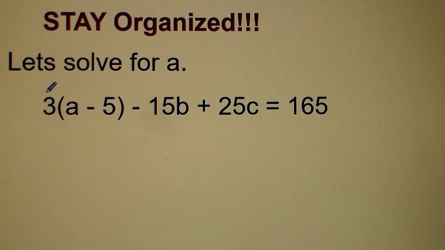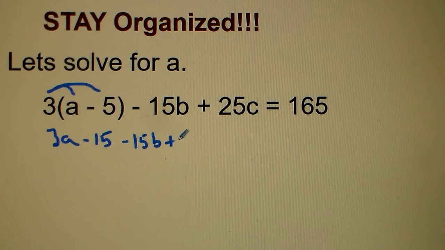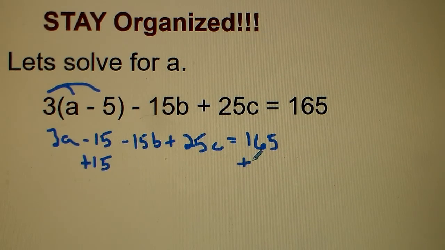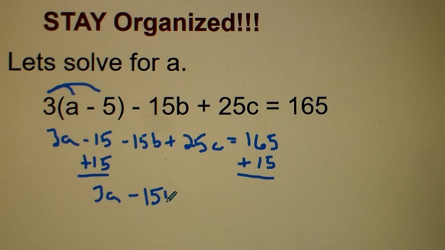Let's do another one. So 3 times a gets you 3a. 3 times negative 5 gets you negative 15. Then minus 15b plus 25c equals 165. I'm going to add 15 to both sides. So you have 3a minus 15b plus 25c equals 180.